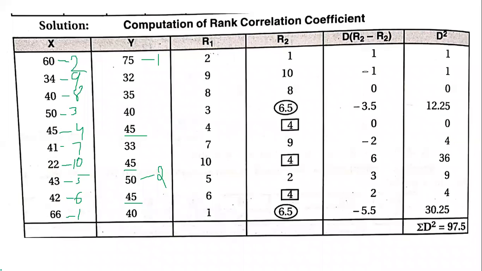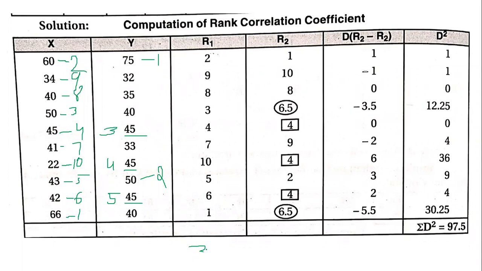What is the position I can give for 45? I can give third rank, fourth rank, and fifth rank. All the three ranks are taken by the same person, that is 45. So here, since the rank is repeated and 45 has taken three positions, I'll have to find the average.